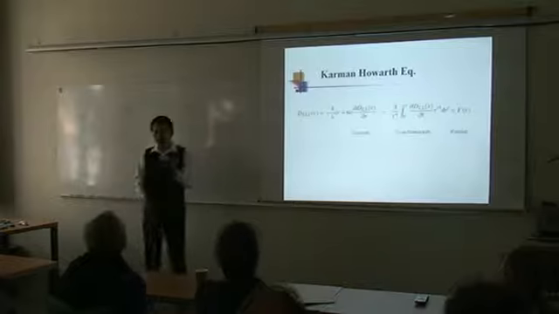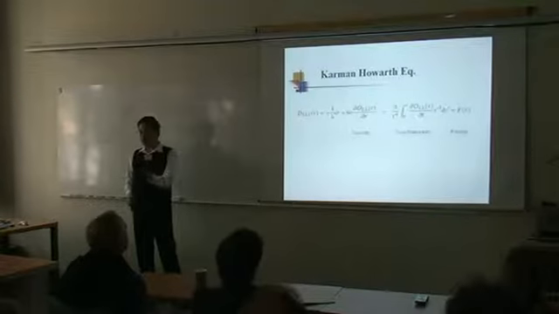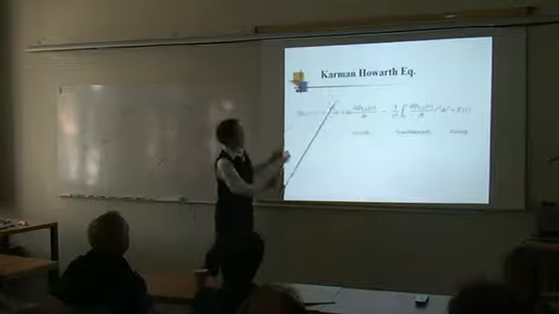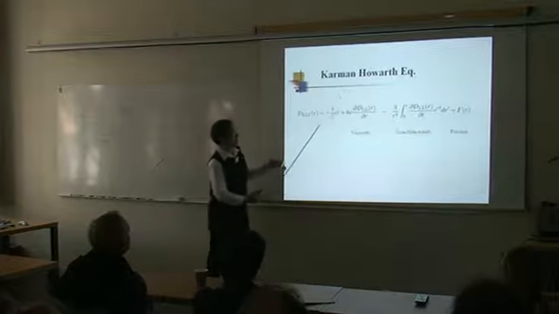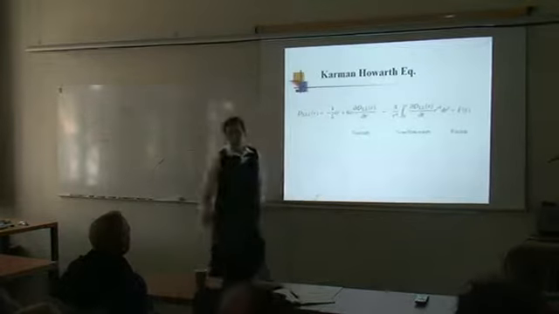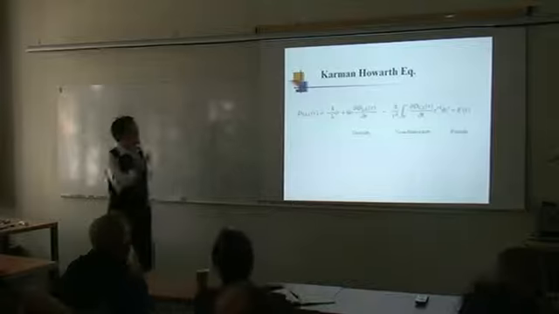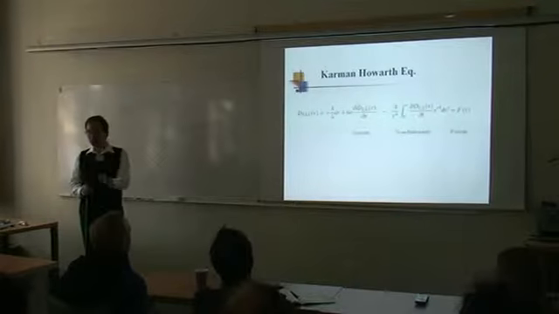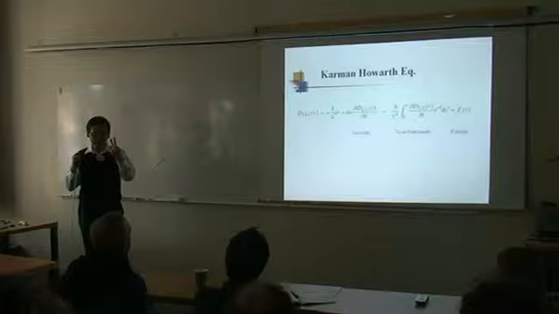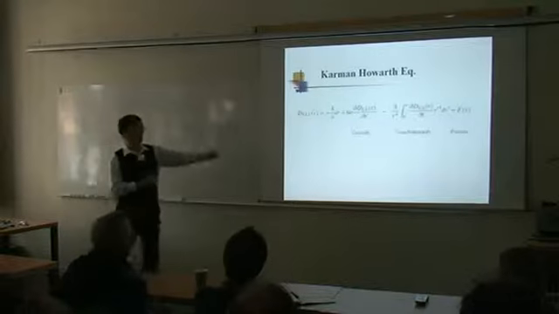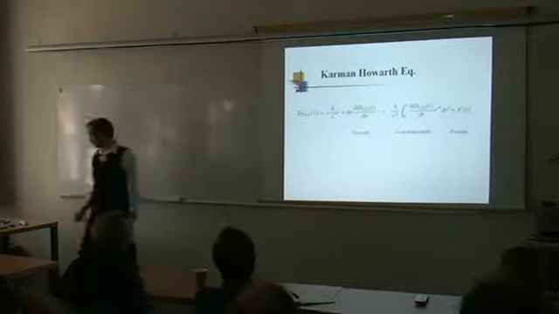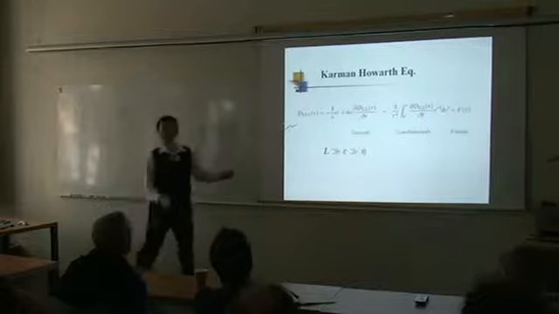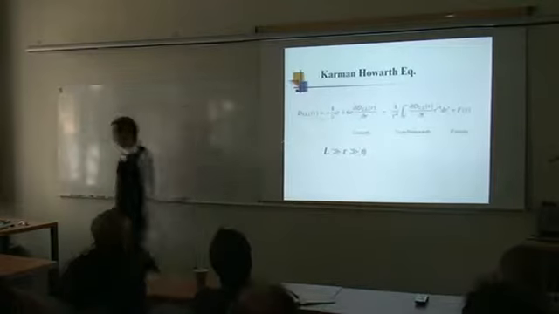Under the assumption of homogeneity and isotropy, we have this equation called the Kármán-Howarth equation. This is exact. Again, under the assumption of homogeneity and isotropy. Under these two assumptions, this is exact. This kind of derivation is very rare, very unique.